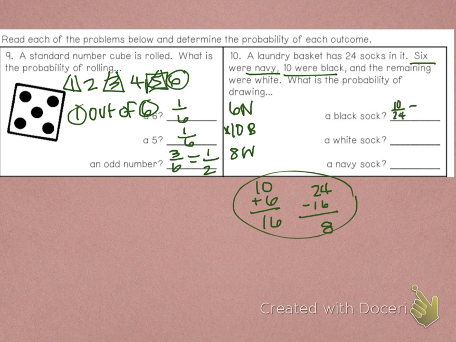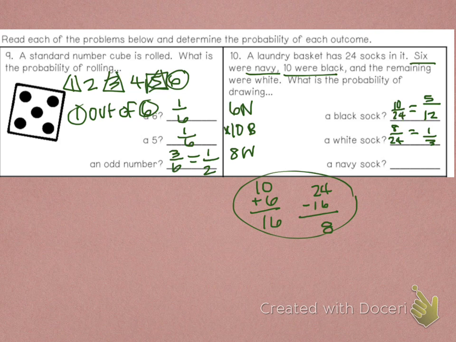But what we just talked about, what do we need to do right here? We need to simplify. And we can divide by 2. 10 divided by 2 is 5, and 24 divided by 2 is 12. So there's a 5 out of 12 chance. And then a white sock, you should have gotten 8 over 24. And then we can simplify by 2, 4, or 8. I'm going to do 8. 8 divided by 8 is 1, and 24 divided by 8 is 3.